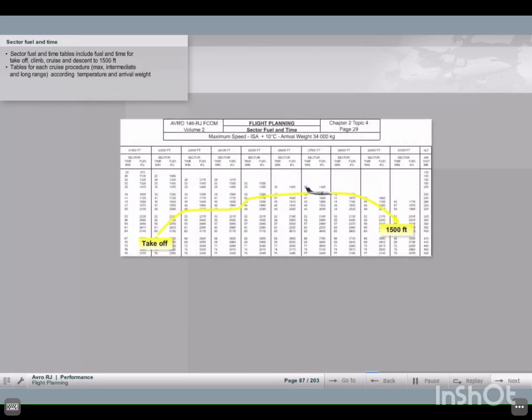The sector fuel and timetables comprise fuel and time for takeoff, climb to cruising altitude, cruise, and descent to 1,500 feet. For each cruise procedure, maximum, intermediate, and long range, there are several tables arranged according to temperature and arrival weight.